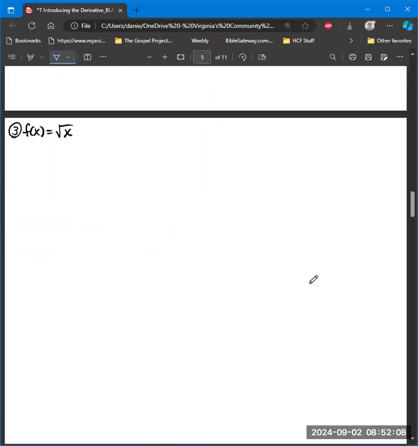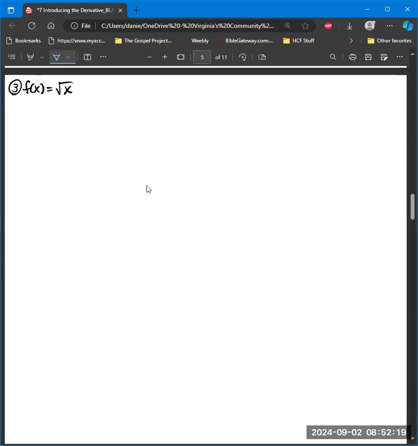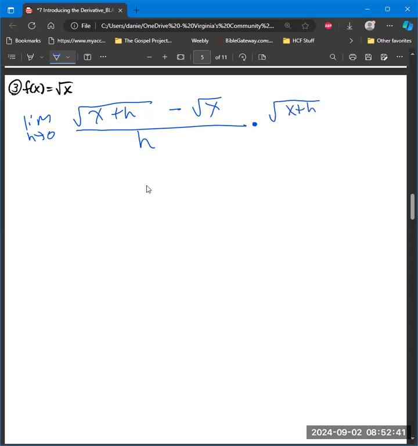Right? Moving right along here to f of x is equal to the square root of x. We're going to have to use a technique here where we rationalize the numerator. So we're going to have the limit as h approaches 0 of square root of x plus h minus the square root of x over h. So normally we rationalize denominators in math, but now we're going to rationalize the numerator and multiply by square root of x plus h plus the square root of x over the square root of x plus h plus the square root of x.